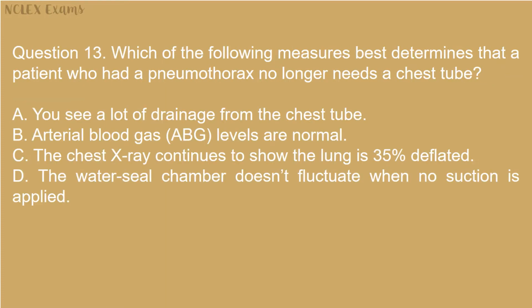Question 13. Which of the following measures best determines that a patient who had a pneumothorax no longer needs a chest tube? A. You see a lot of drainage from the chest tube. B. Arterial blood gas, ABG, levels are normal. C. The chest X-ray continues to show the lung is 35% deflated. D. The water seal chamber doesn't fluctuate when no suction is applied.